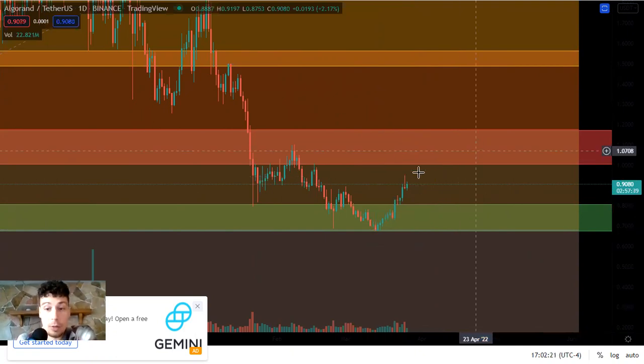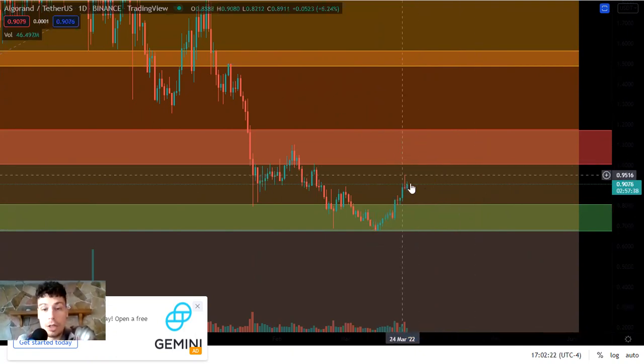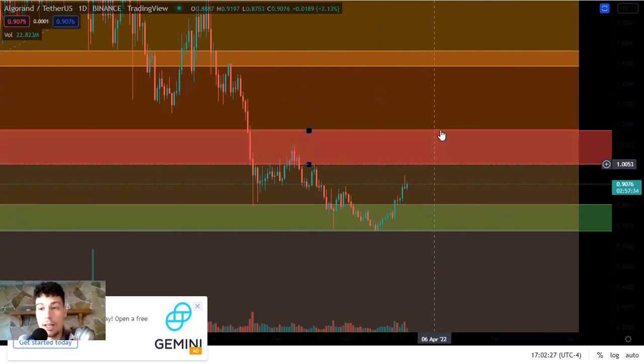Now, if we keep climbing, we keep rising and we come up into here, right between $1 and about $1.17, that is going to be our supply zone where we need to be cautious. We're going to hit this wall, and this is going to be a wall of potential sellers, a potential supply imbalance where people are either looking to take profit or short this, etc.